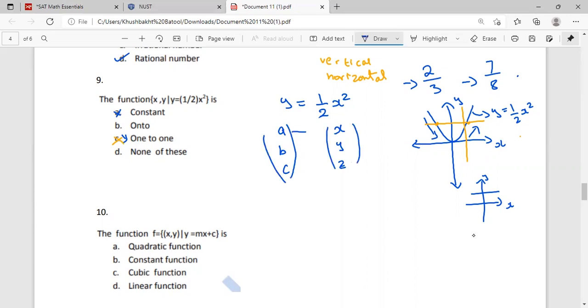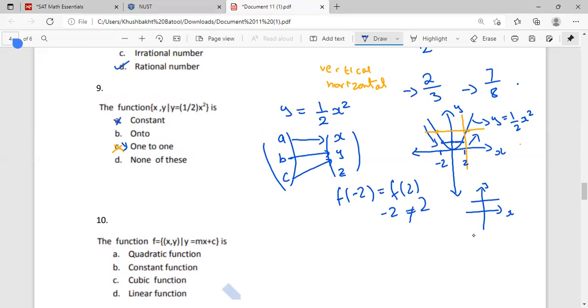So if we have such a case where we have one element b giving this and another element from the domain is also giving the same element in the range, this is not onto. Okay, so here let's say this is -2 and this is 2. This and this basically correspond to the same y value, right? f of -2 is equal to f of 2. However, -2 is not equal to 2. So this is not onto.